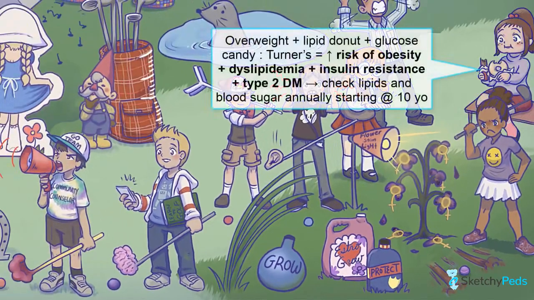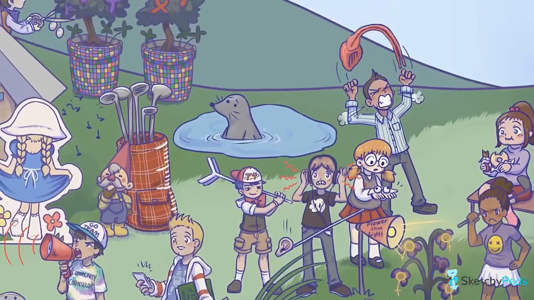Close monitoring for central obesity, dyslipidemia, insulin resistance, and type 2 diabetes is important as well, since patients with Turner syndrome are at increased risk for these metabolic disorders, even if they aren't eating donuts and candy all day, like this girl. Annual blood sugar and lipid labs should be done starting at 10 years of age. Remember, too, that growth hormone supplementation can reduce central obesity and improve glucose tolerance.